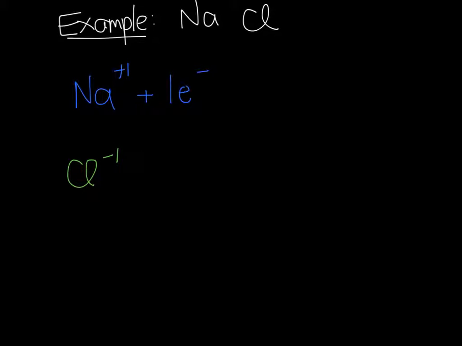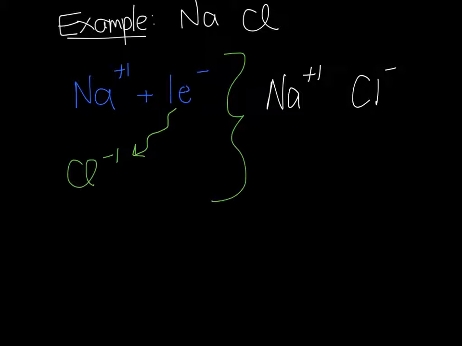So where do you think that electron came from? It came from the sodium. The electron that the sodium lost got picked up by the chlorine. And what we have now are 2 ions with charges, Na plus 1 and Cl minus 1. What do opposites do? Pluses and minuses attract.